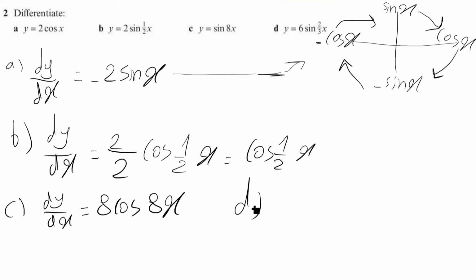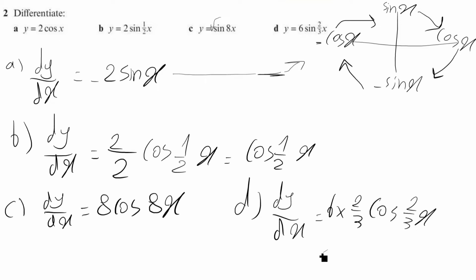And remember, when there is a number here, it also will be multiplied here. So remember this, because there are many students who forget this and they will lose the marks. And for part D, dy by dx is equal to 6 times 2 over 3, and here will be cos 2/3 x, which is equal to 4 cos 2/3 x.